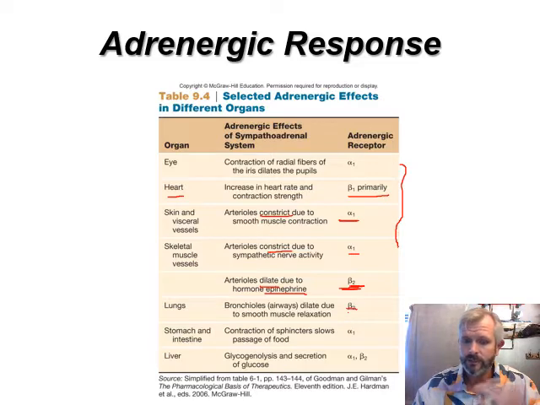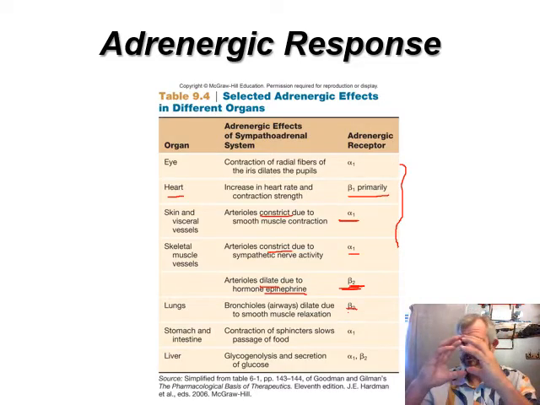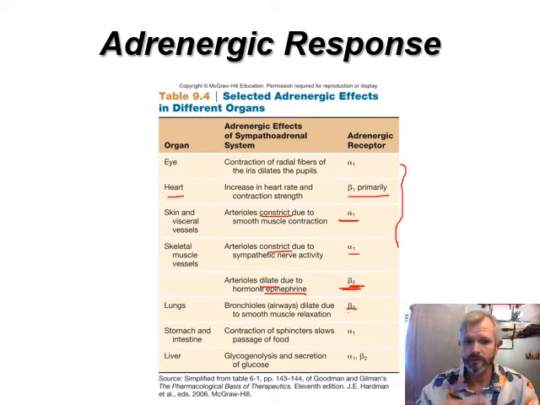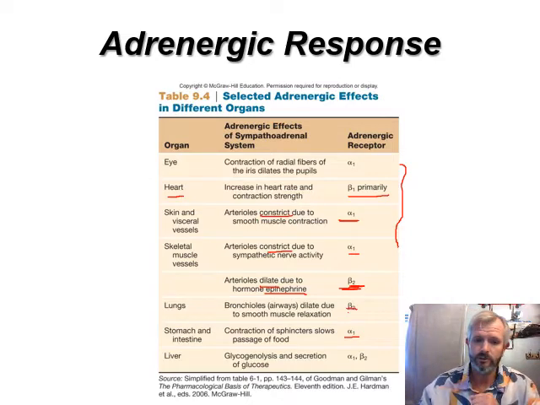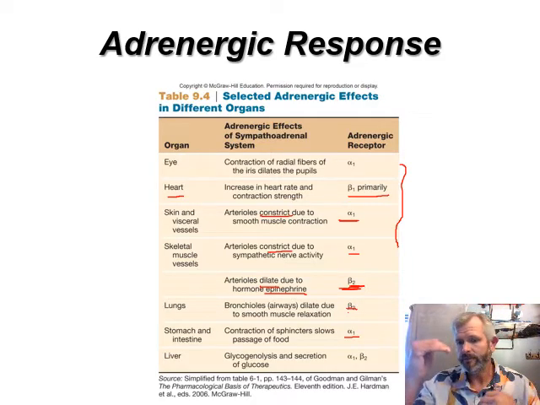Beta-2 is going to cause relaxation, allowing those airways to open. We also want that because we want to be able to get in more oxygen to fuel our muscles. And then alpha-1 at the stomach is going to slow down the passage of food. Remember, this is the opposite of rest and digest. So that makes sense in that when we activate the alpha, it's going to decrease the activity of the stomach and intestines. Here again, I want to point out the receptor subtype is going to determine what response is going to take place at the target tissue.